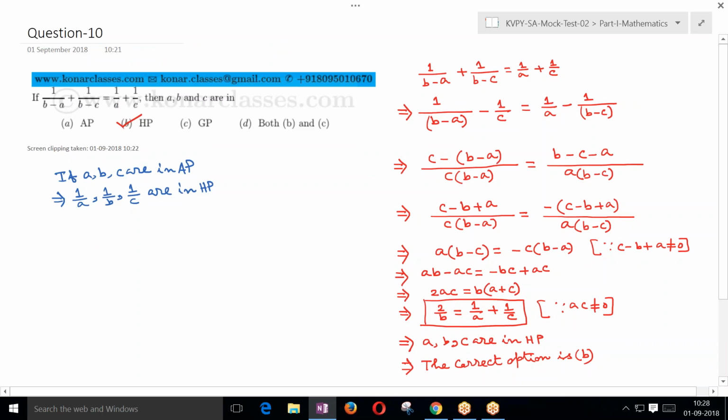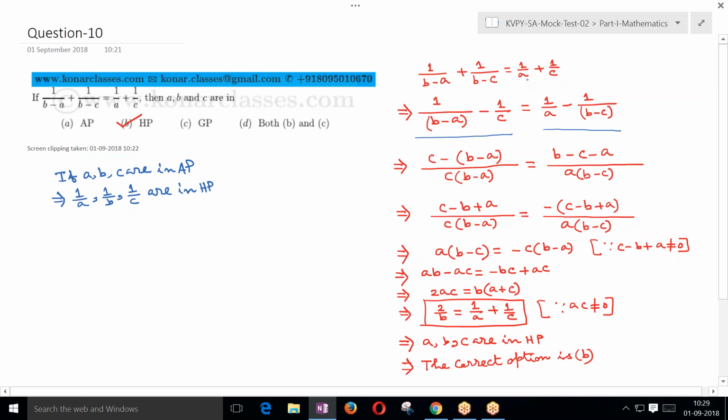I was telling, during the solving, if we take 1 by a to the left hand side, that means it will become 1 by b minus a minus 1 by a, then it will not be able to be solved efficiently. So why did I take 1 by c? Because I wanted to make a, b, c together in the left hand side, and here also a, b, c in the right hand side. That's why I took 1 by c in the left hand side from the right hand side, and I took 1 by b minus c to the right hand side. Understood? Correct? Yeah, Shreya? Yes, sir.